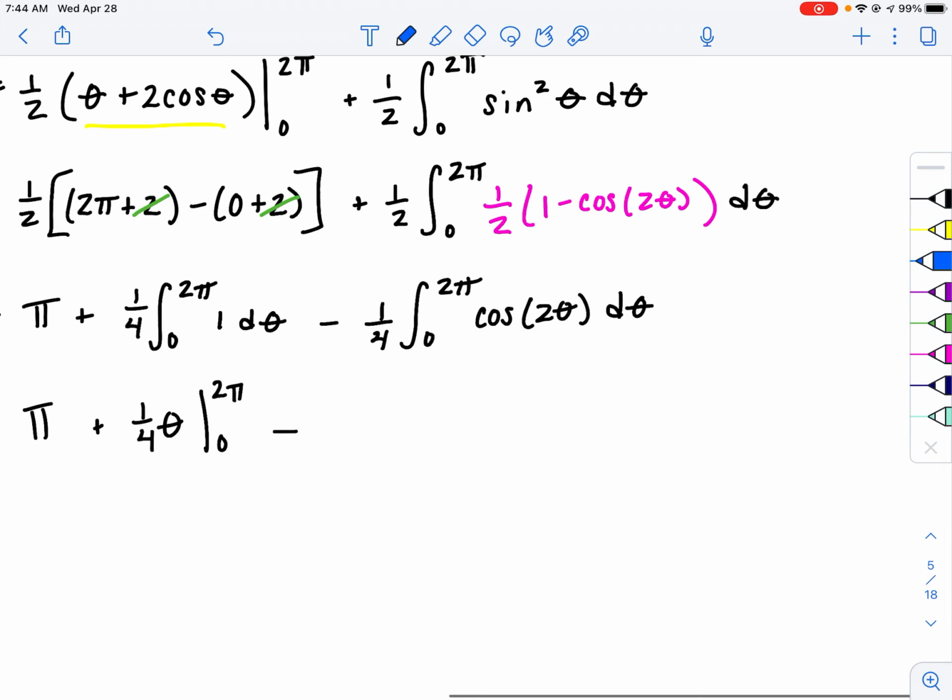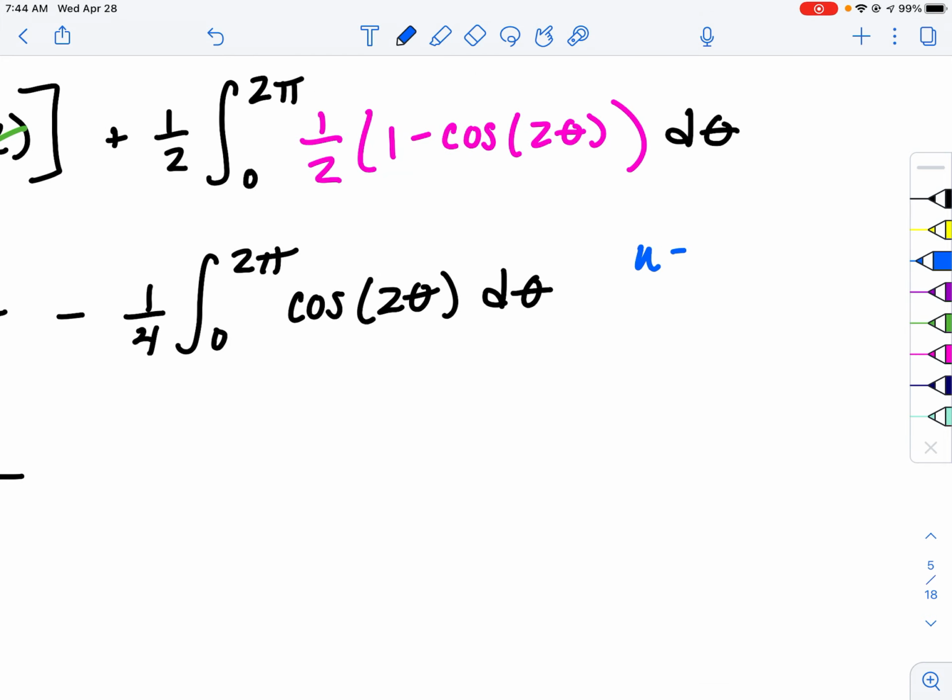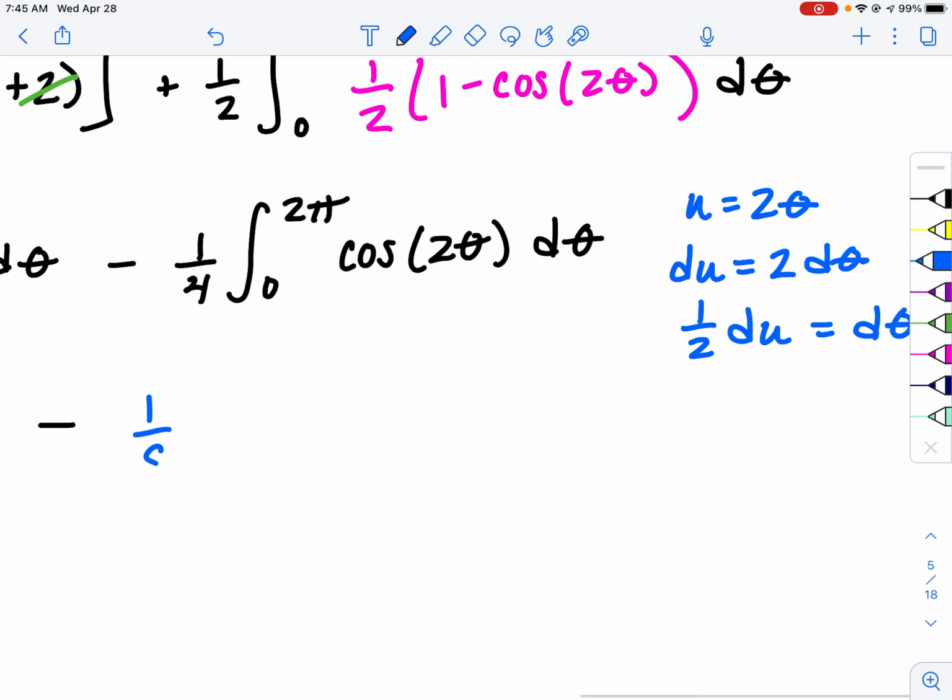Now the second one over here, I have to do a u substitution. So if I let u equal 2 theta, and I take the derivative, du is then equal to 2 times d theta, which means that 1/2 du is equal to d theta. So if I substitute that in, I'm going to bring another 1/2 out there. So now I'm going to get minus 1/8 times the integral. And if I replace my limits of integration, if I plug in 0 to u, 2 times 0 is still 0. And then 2 times 2 pi is 4 pi.